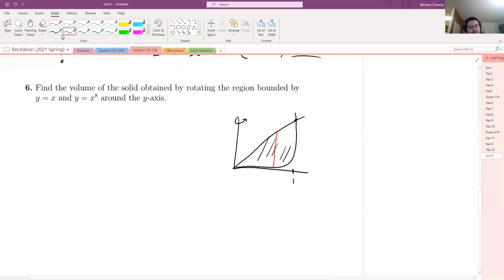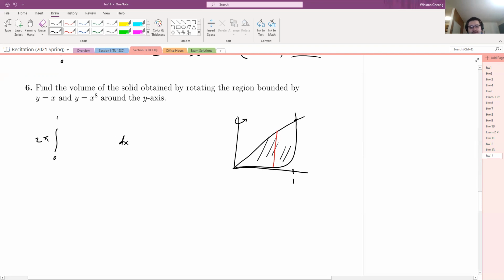Okay, so shell method now. Again, 2 pi on the outside, integrate, and we would vary the line over the x-axis, so it's an integral with respect to x, and it's going from 0 to 1.